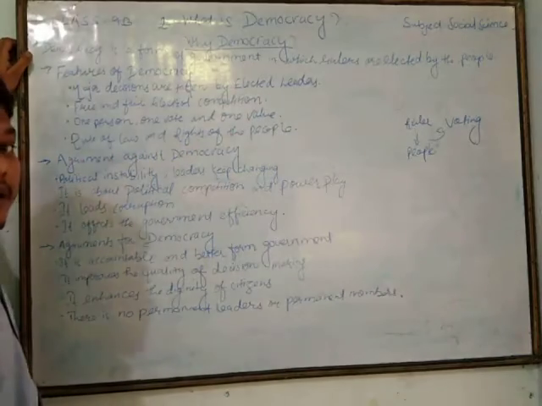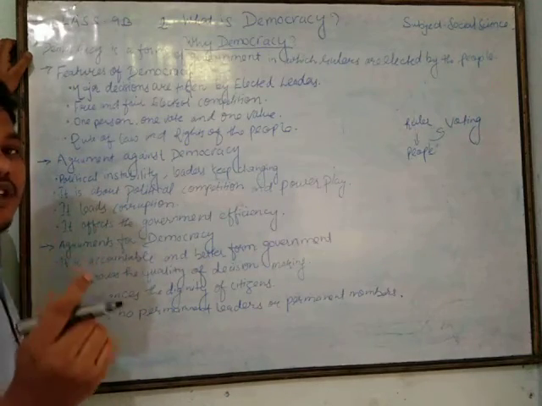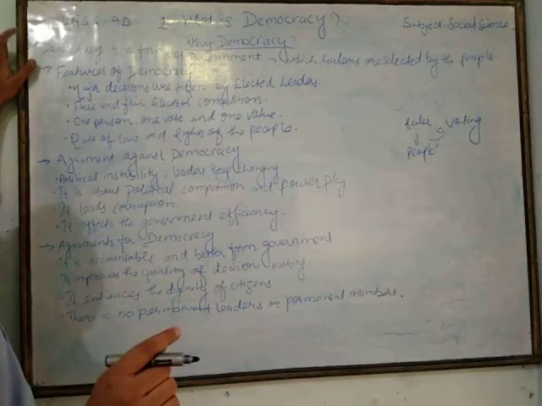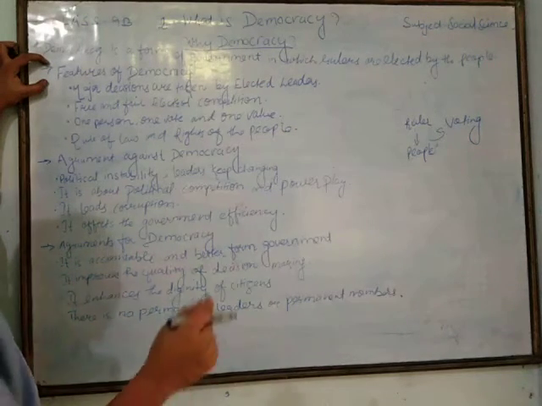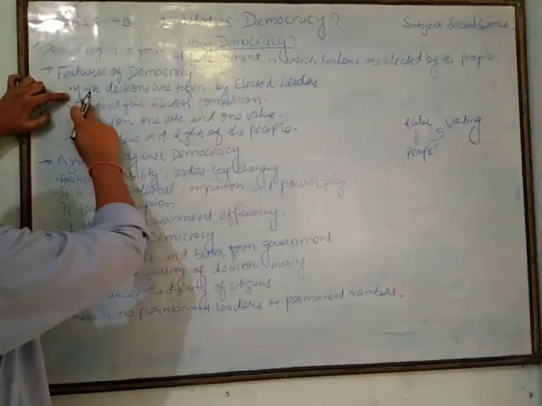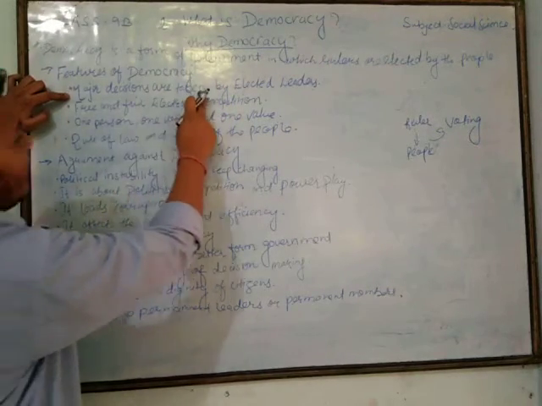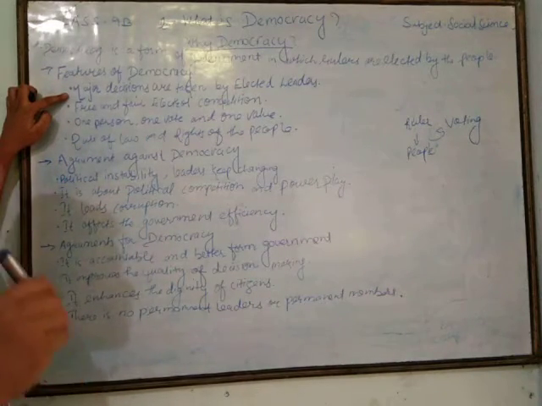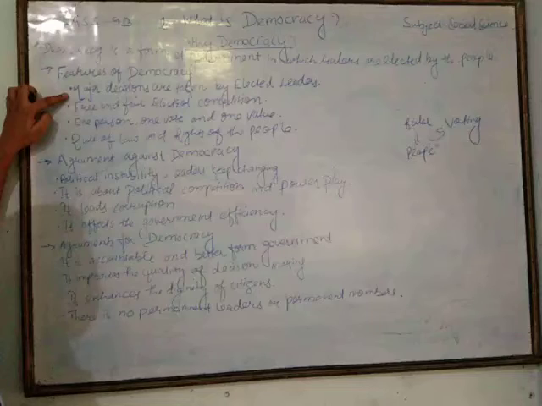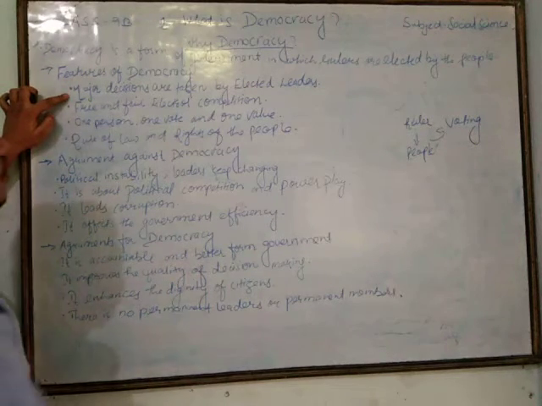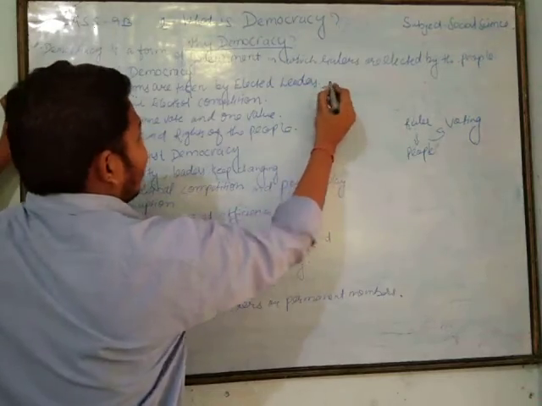Voting is a right which is given to every citizen in India who is above the age of 18. Now, what are the features of democracy? We can say what are the characteristics of democracy. First, major decisions are taken by elected leaders. Those leaders who have won the election on behalf of the people take major decisions which are good for the country and good for the nation.